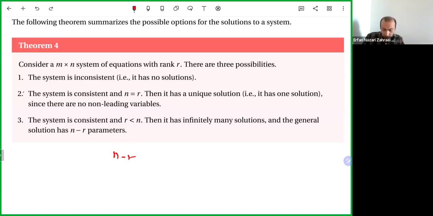When n minus r is 0, or n equals r, you have 0 parameters. So you have a solution with no parameter at all. That means you have a unique solution. You have one solution. And if n is more than r, then that means you have a solution with at least one parameter. That means you have infinitely many solutions. And that's the situation. So these are all possible cases: no solution, one unique solution, or infinitely many solutions with some number of parameters, 1, 2, 3, and so on.